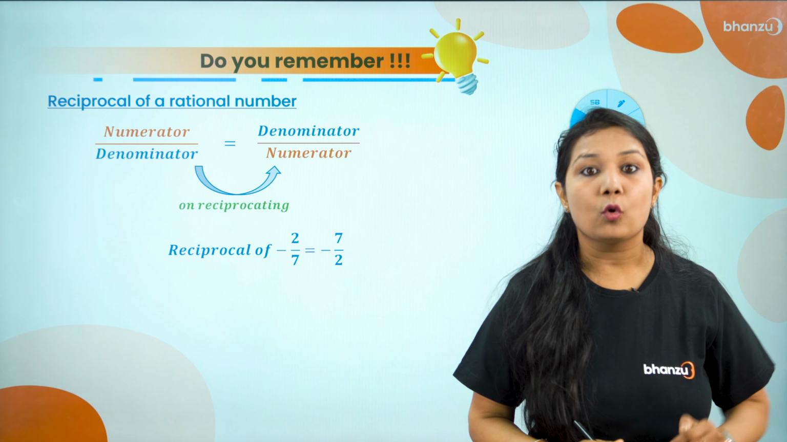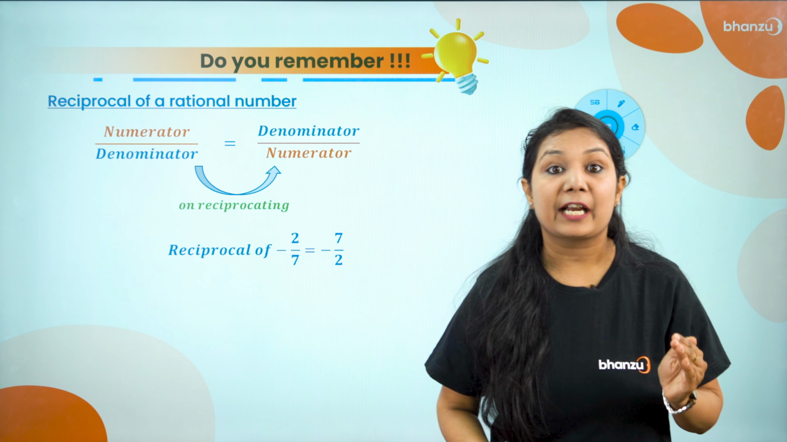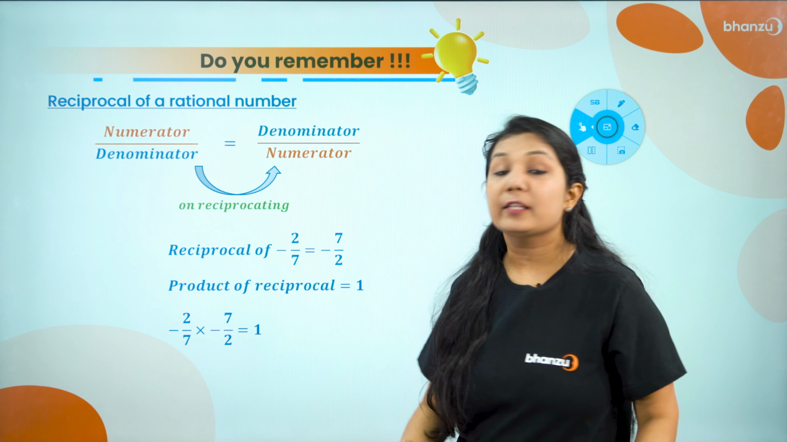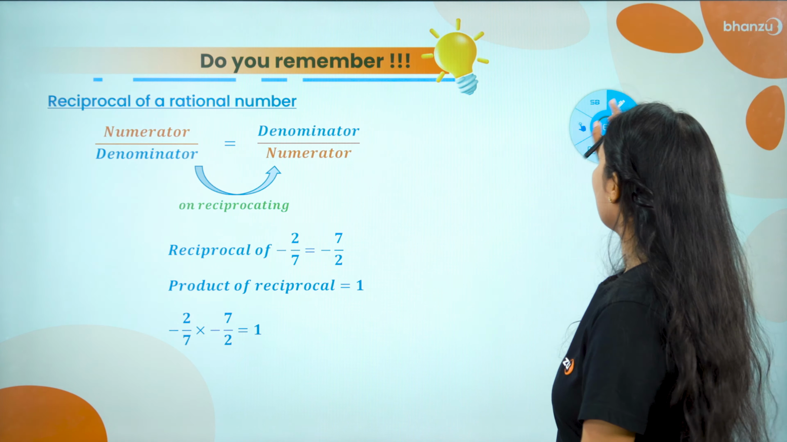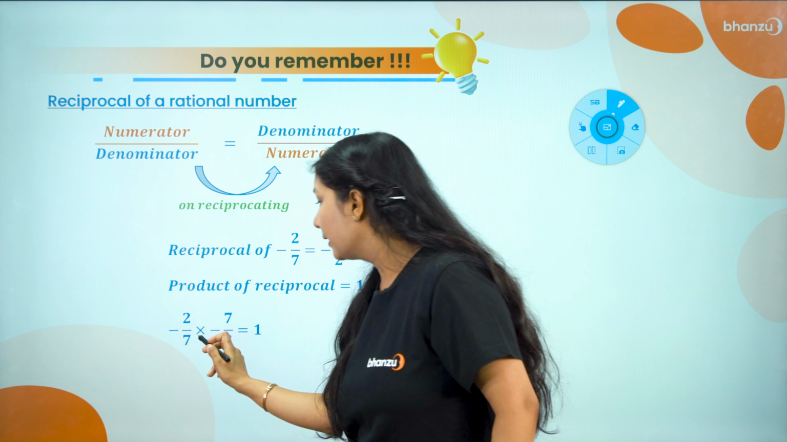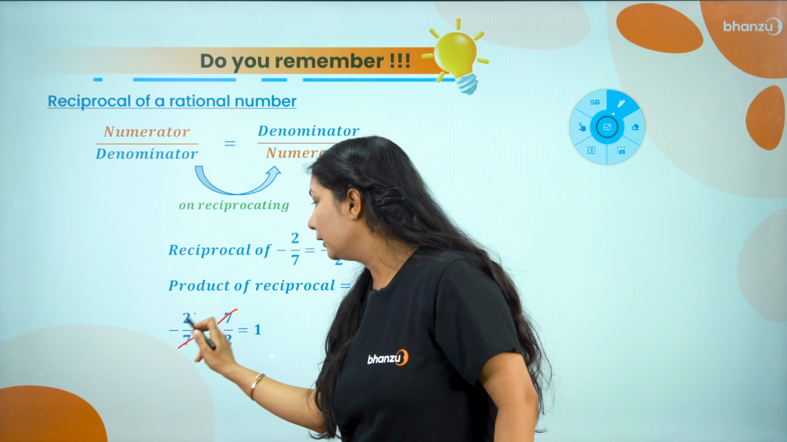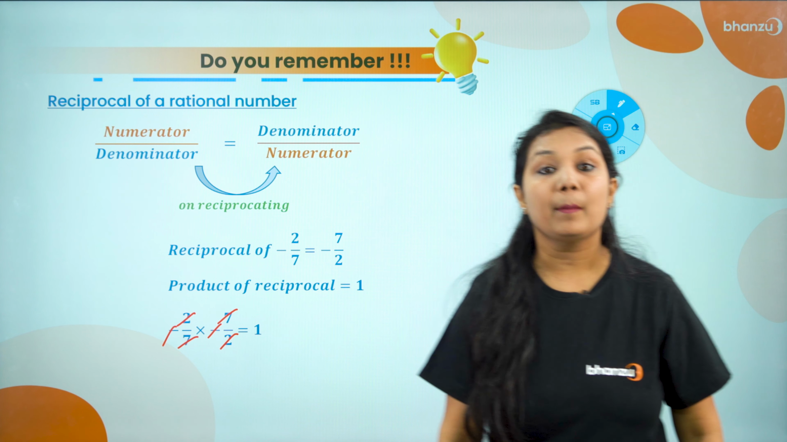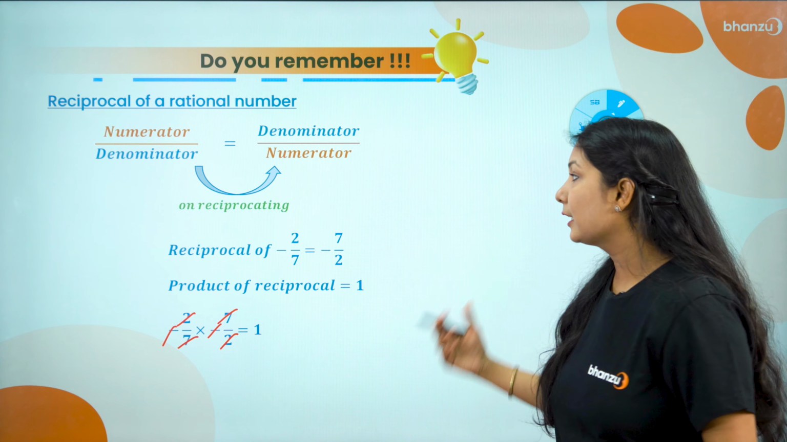And do you know, if you multiply the given rational number by its reciprocal, we get the product as 1. Let's check it out. How do we get the product as 1? 7 into 7 gets cancelled, 2 into 2, and minus sign would be cancelled by minus. So we get the answer as 1.